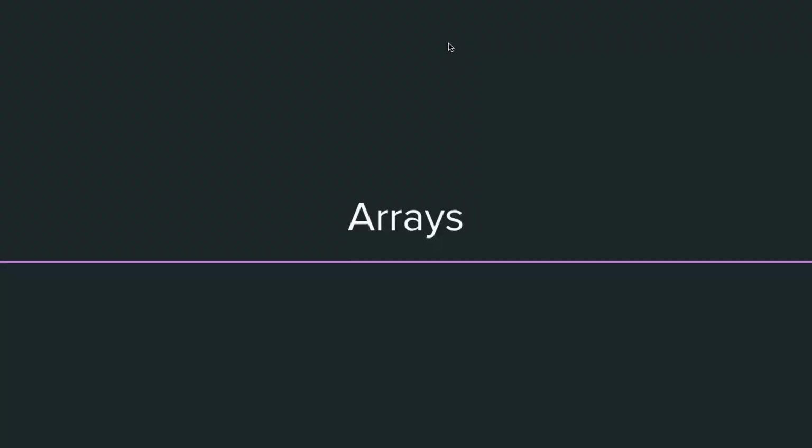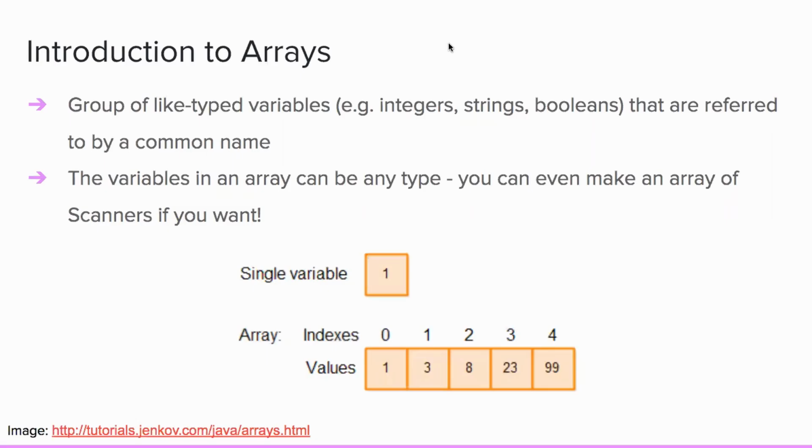Now, we'll move on to the topic for today's lesson, arrays. An array is a group of like-typed variables that are referred to by a common name. The variables in the array can be any type, such as integers, strings, booleans, and even scanners. Now, we'll discuss how to create arrays.